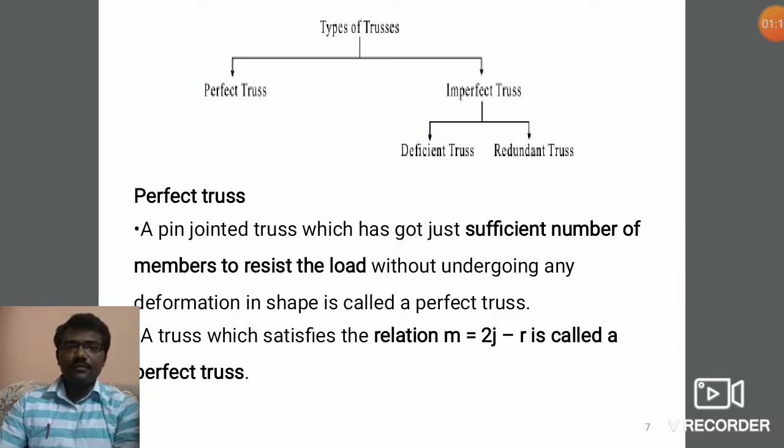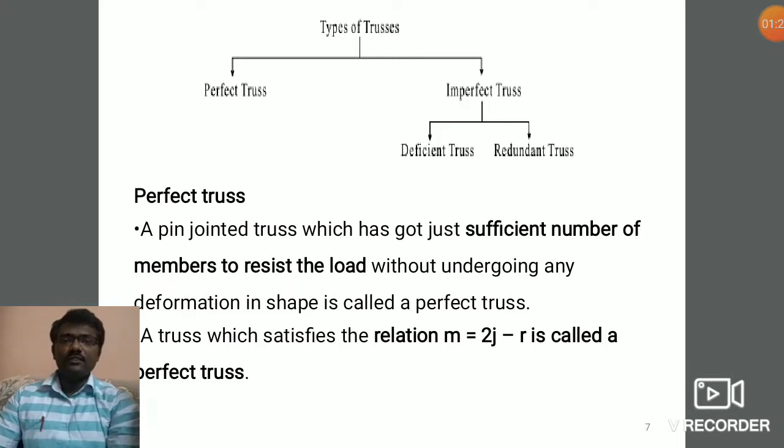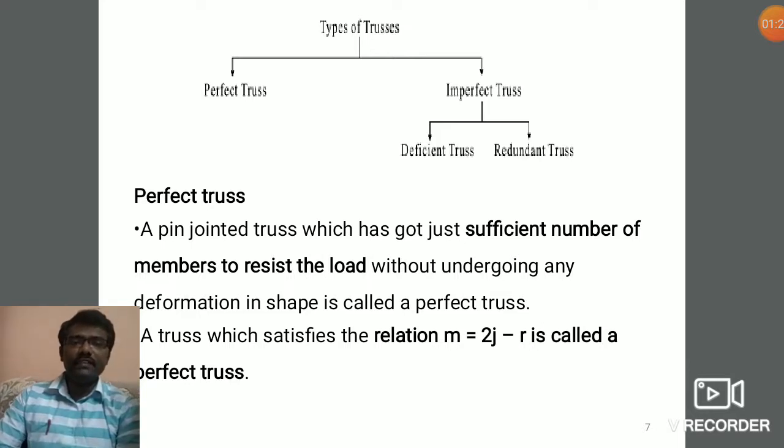And these are the types of truss: perfect truss and imperfect truss. Imperfect truss is divided into deficient truss and redundant truss. A pin jointed truss which has just a sufficient number of members to resist the load without undergoing any deformation in shape is called a perfect truss. Also, a truss which satisfies the relation m is equal to 2j minus r is called a perfect truss, where m is the number of members, j is the number of joints and r is the reactions.